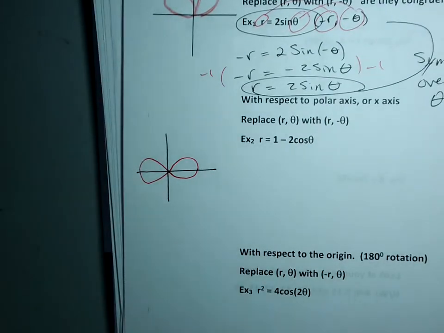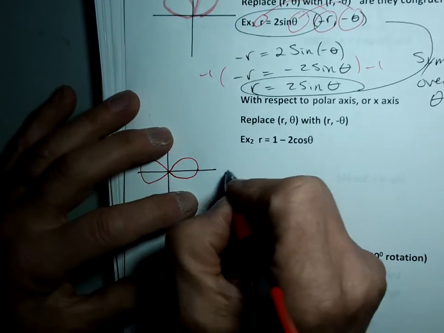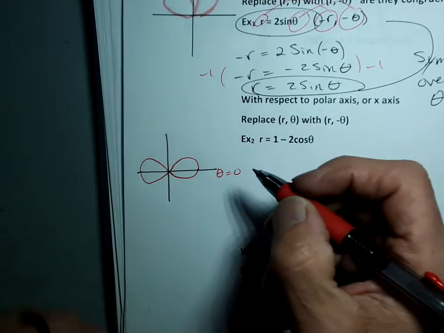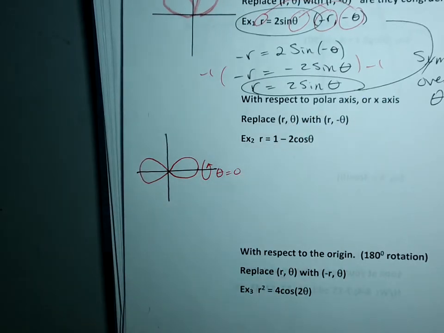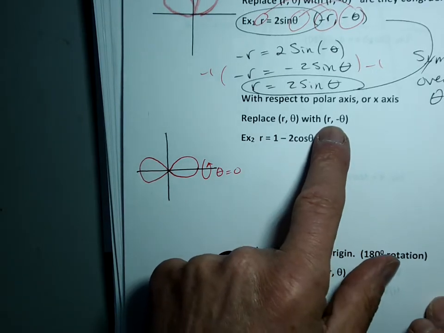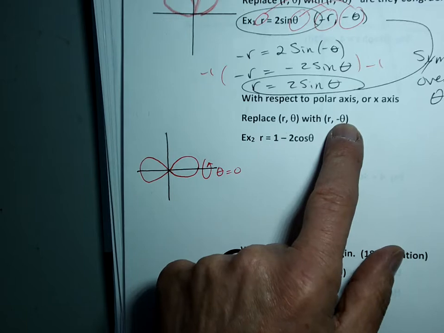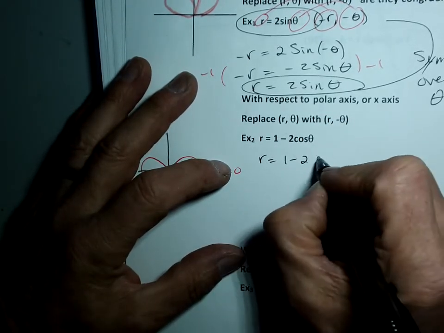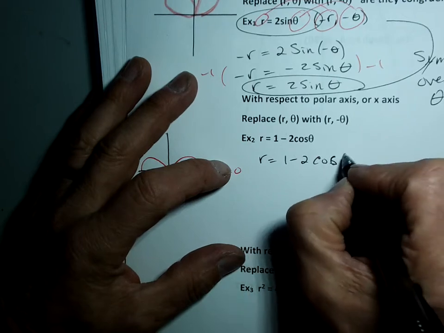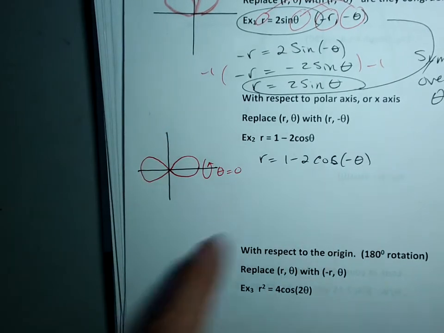So this is symmetrical with both, but it's also symmetrical with the x-axis, or theta equals 0, okay? So if I want to make sure it's symmetrical with respect to the x-axis or theta equals 0, well, the trick is just make r and theta negative, okay? So to do that test, I'm going to go r equals 1 minus 2 cosine of negative theta. So just replace theta with negative theta, okay?